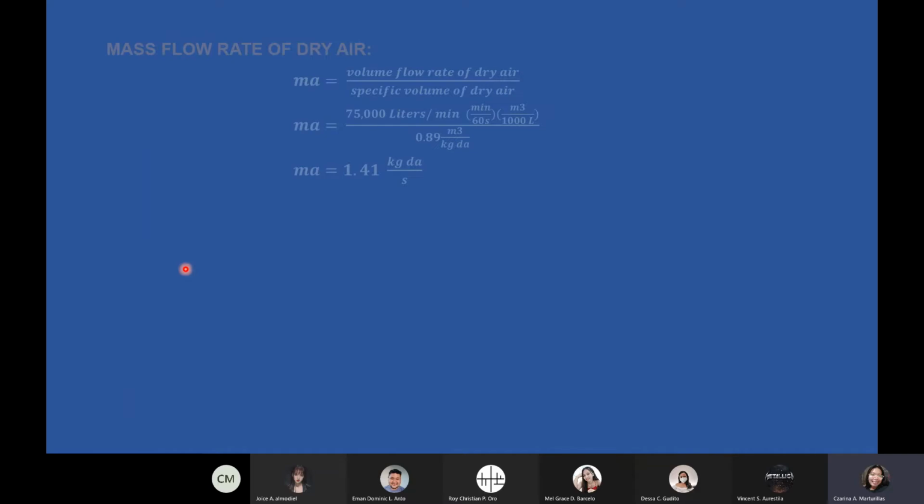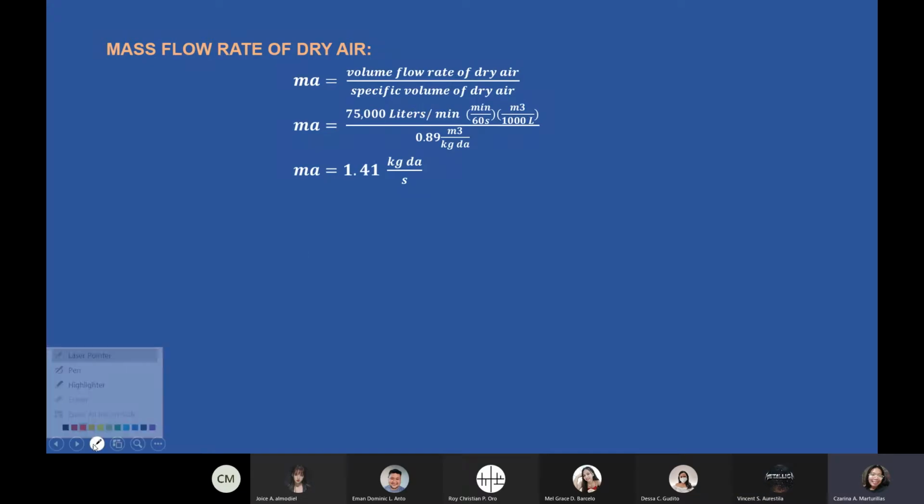The mass flow rate of dry air is shown by the equation as the volume flow rate of dry air over the specific volume of dry air. So we substitute and play with the units: liters, minutes, and then we are left with kilogram of dry air per second. We get the mass flow rate of dry air of 1.41 kilograms of dry air per second.